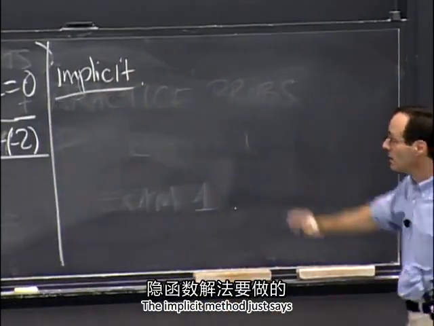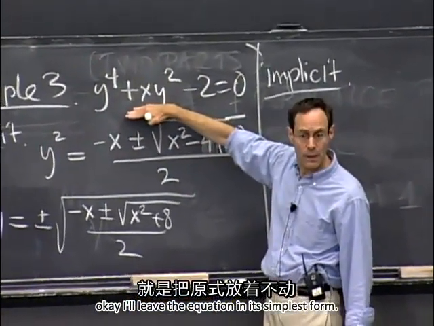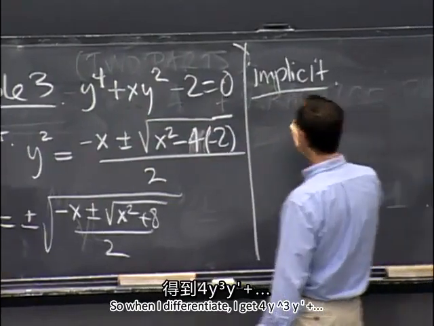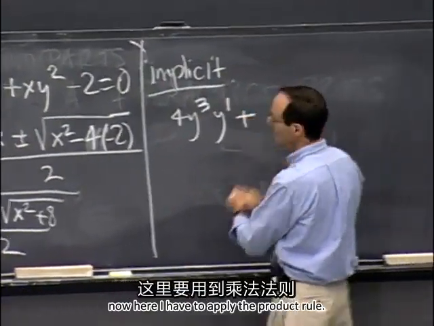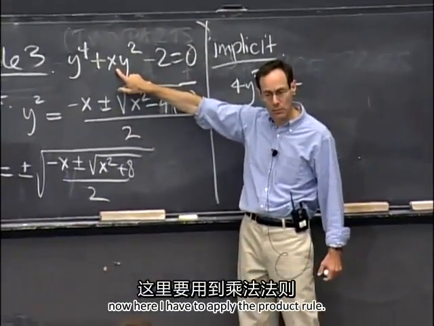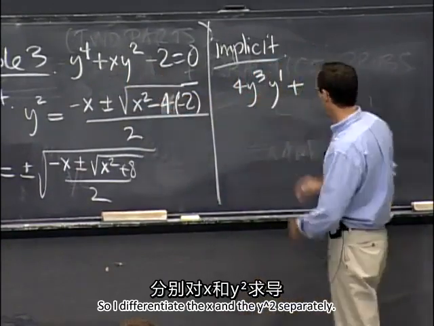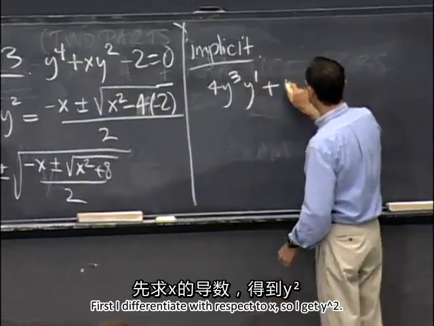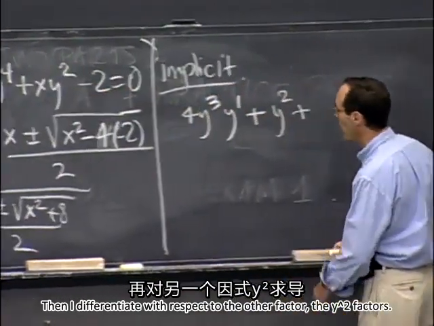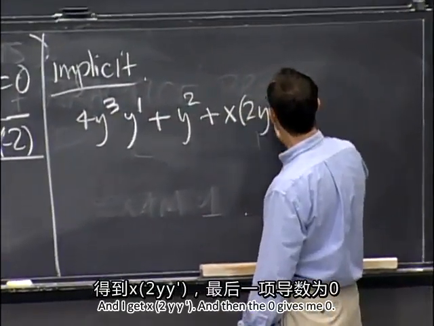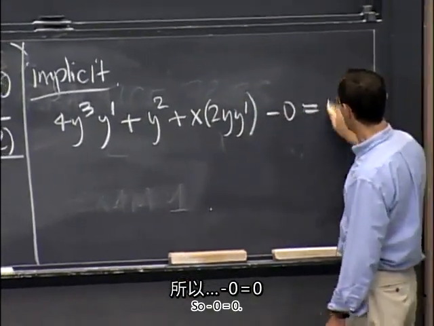So the implicit method just says, OK, I'll leave the equation in its simplest form. And now differentiate. So when I differentiate, I get 4y cubed y prime plus, now here I have to apply the product rule. So I differentiate the x and the y squared separately. First, I differentiate with respect to x, so I get y squared. Then I differentiate with respect to the other factor, the y squared factor, and I get x times 2y y prime. And then the 0 gives me 0, so minus 0 equals 0.